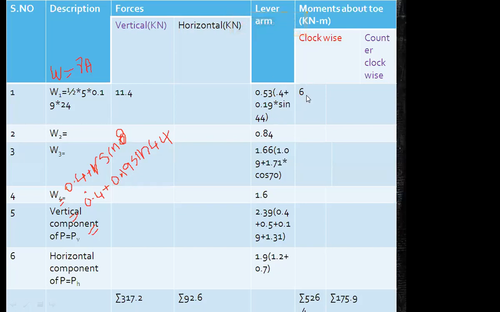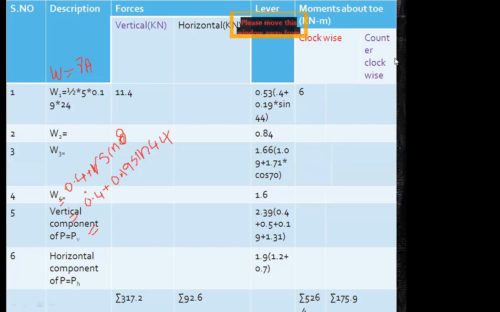Okay, so what is the moment now? How do you calculate the moments? What is a moment? Weight into perpendicular distance, right? So 11.4 into 0.53. How much are you getting? 6.04. Right, 6.04. So where do you mention this?